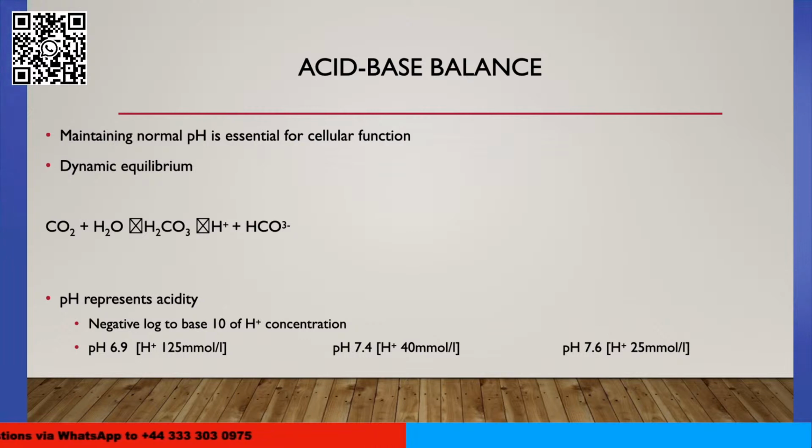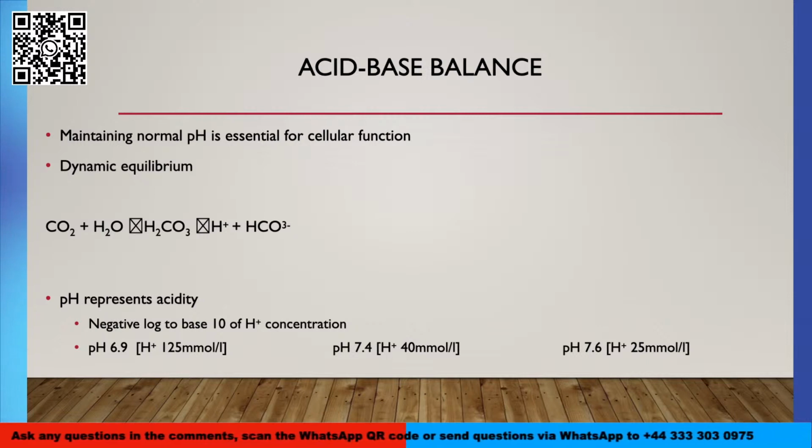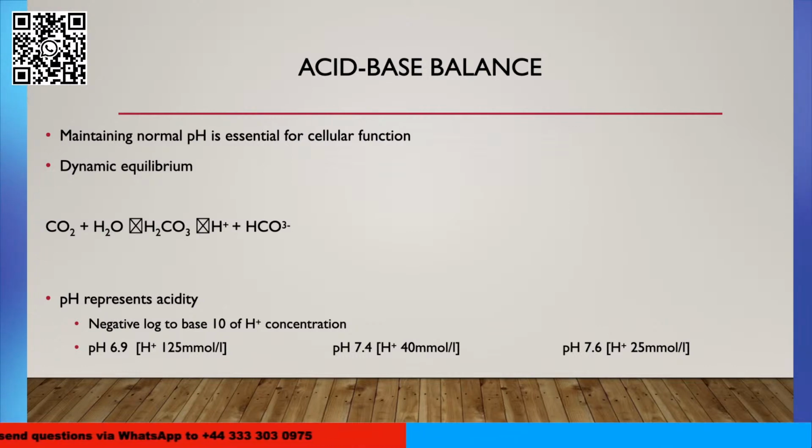So just a little reminder about acid-base balance. Maintaining a normal pH is essential for your cells to function optimally, and they exist in a state of dynamic equilibrium as demonstrated in the equation below. And just a little reminder that your pH represents the negative log to the base 10 of hydrogen ion concentration, and so you can see that between a pH of 6.9 and 7.6 you have a fairly big change in your hydrogen ion concentration, so 125 nanomoles per litre at a pH of 6.9, and then falling to 25 nanomoles per litre with a pH of 7.6.